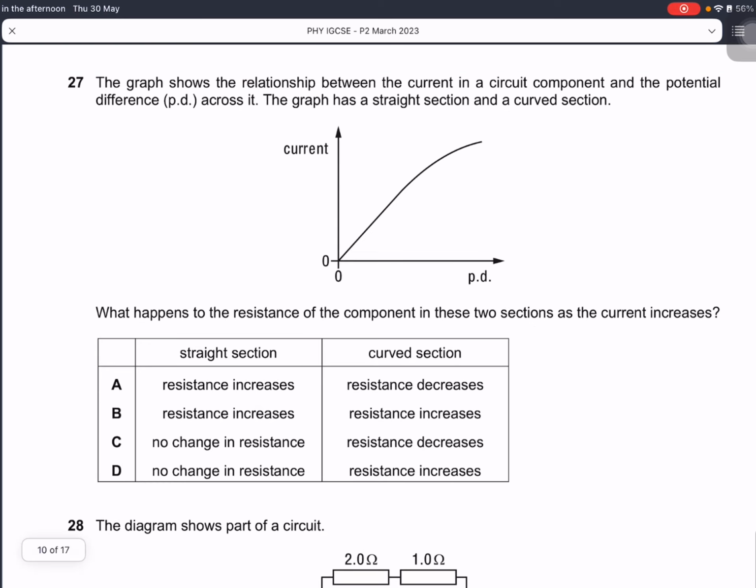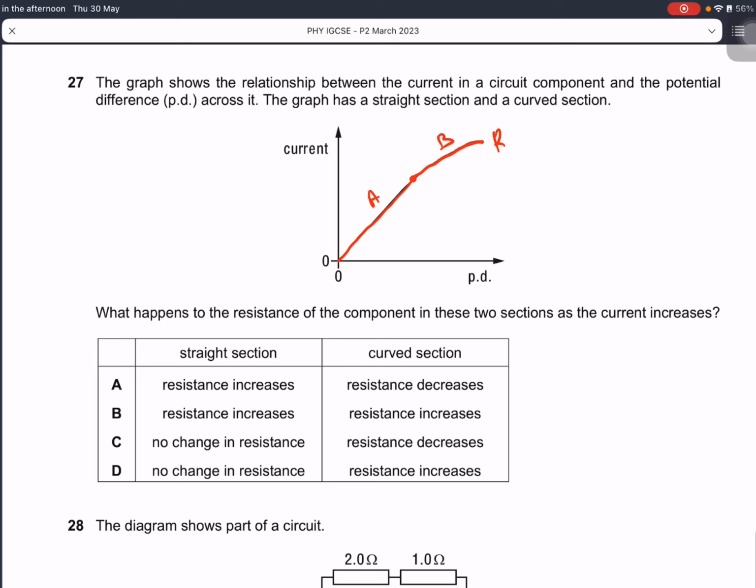Next question, 27. The graph shows the relationship between the current in a circuit component and the potential difference (PD) across it. So simply a resistance curve. The graph has a straight section and a curved section. Let's say the straight section is section A, and the curved section is section B. So simply, ohmic part and non-ohmic part. A is ohmic, B is non-ohmic. What happens to the resistance of the component in these two sections?